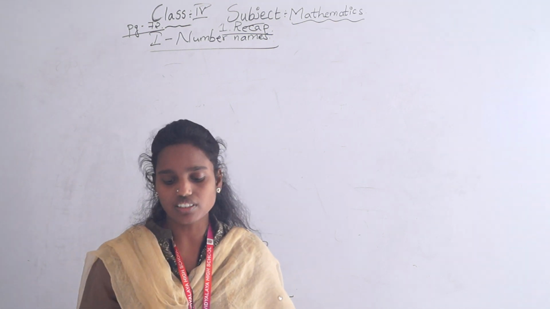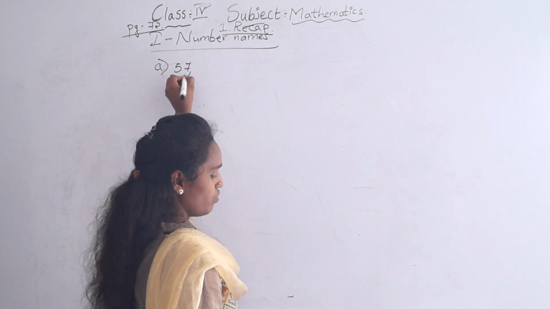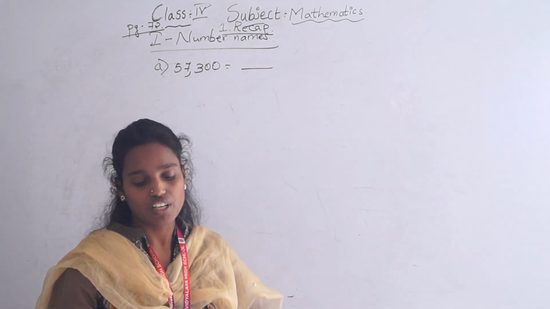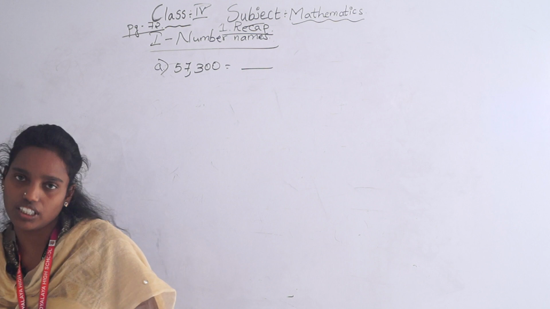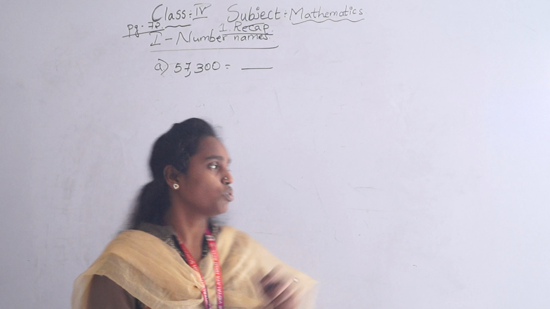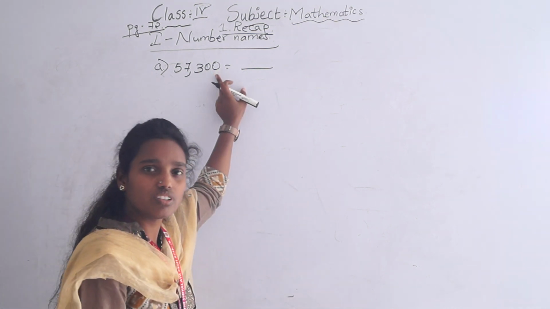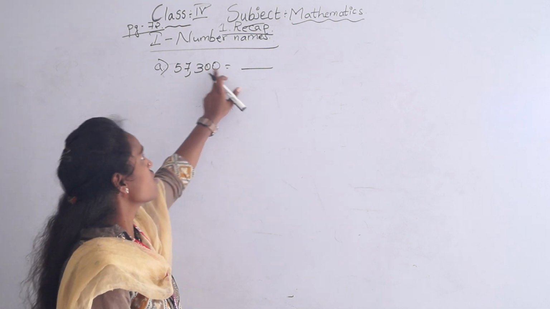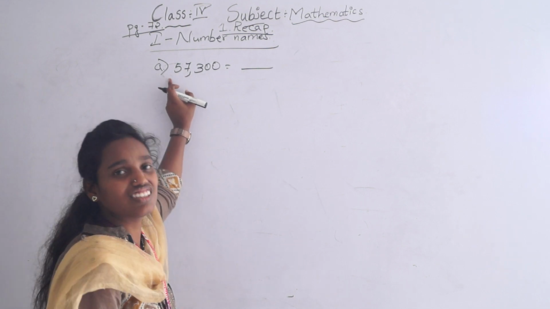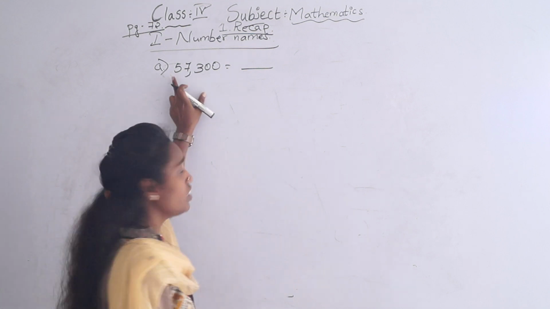So the first one is write the number names. They have given the number 57,300. So we should write the number name. Children, first of all, when we are writing the number name, we should know the place value. Have you remembered the place value? Tell me, what is the place value of 0? Yeah, good. Ones, tens, hundreds, thousands, 10,000. If you know the place value, you can write it very easily. So here it is 10,000.